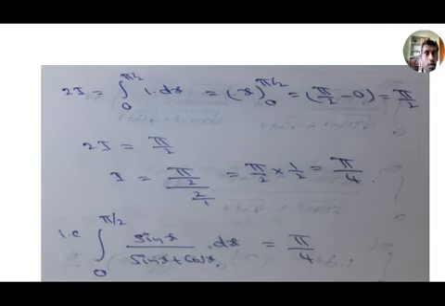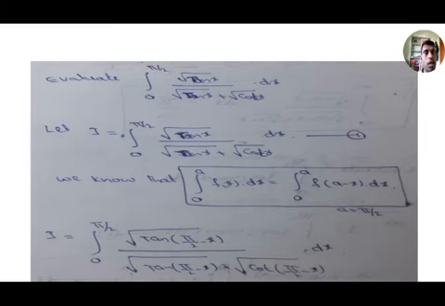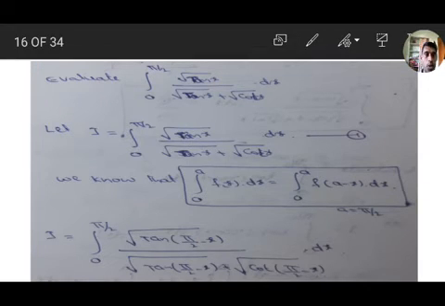Next problem, let us move on to the next problem. Evaluate integration 0 to pi by 2 square root of tan x by square root of tan x plus square root of cot x dx. This is also the same property.